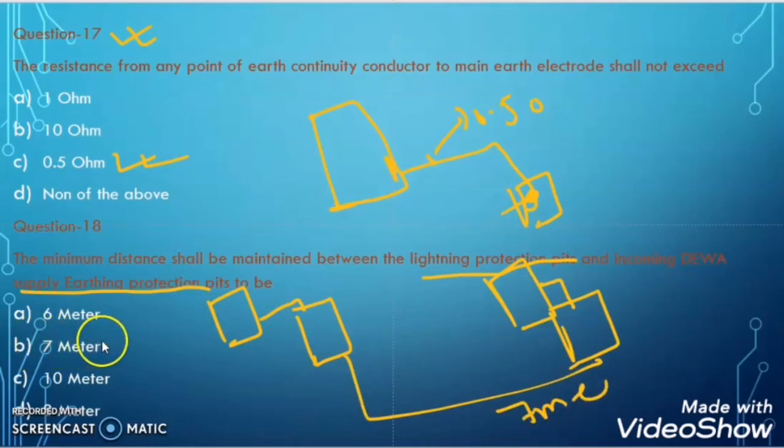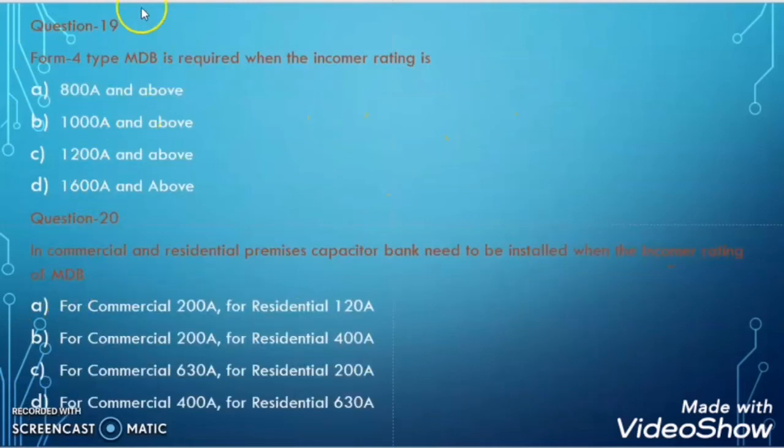So the correct option is option B, that is 7 meter. Now let us move to question number 19. The Form 4 type MDB is required when the incomer rating is 1600 ampere and above. So the correct option is option D, that is 1600 ampere and above.